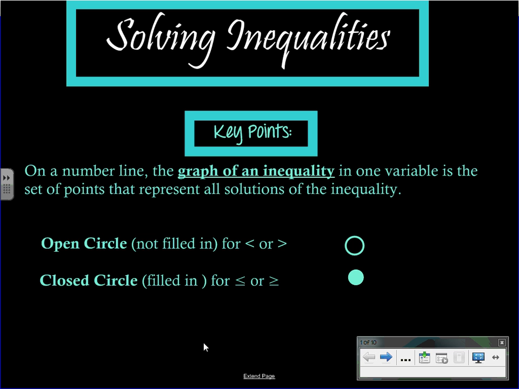Some key points here are that on a number line, the graph of an inequality in one variable is the set of points that represent all solutions to that inequality. Two key points here: we use an open circle, not filled in, if the inequality says less than or greater than. If it happens to have an equal sign underneath both of them, then we would use a closed circle. So here's an example of a closed circle. Go ahead and write those two down.